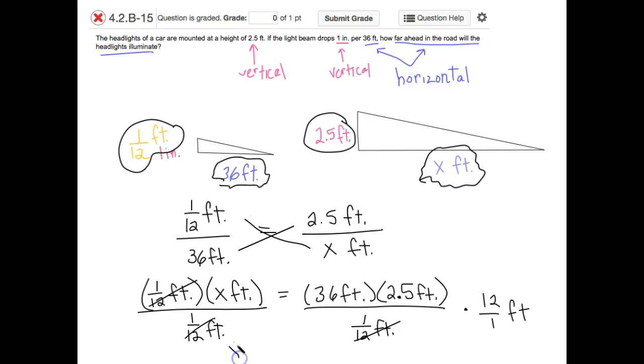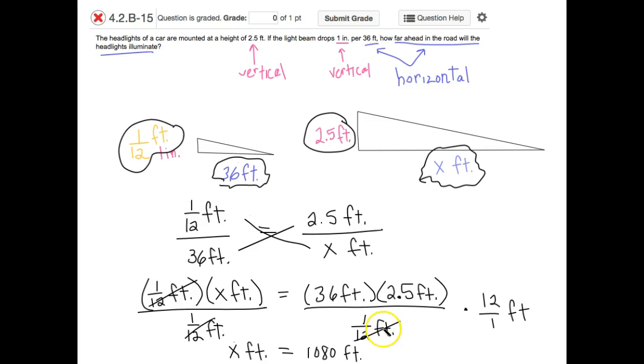So x feet, my answer in feet, will be 36 times 2.5 times 12. And that is 1,080. So 1,080 feet would be how far it would project out.